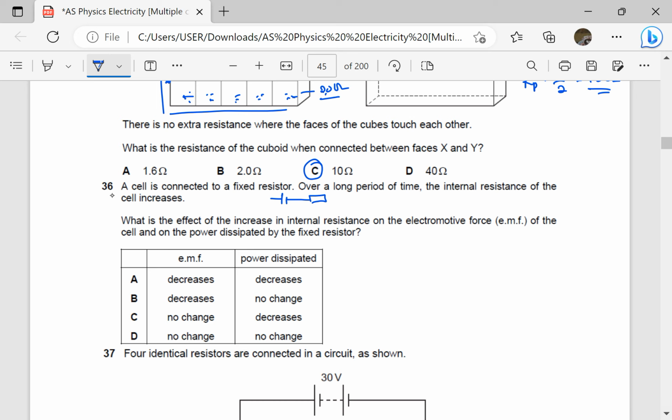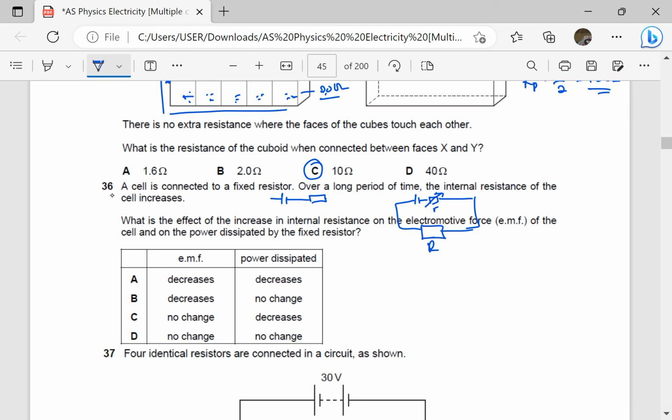Over a long period of time, the internal resistance of the cell increases. So it means the cell has an internal resistance. Let's have a small resistance somewhere here. Let this be the cell and the small internal resistance, and then we have a fixed resistor somewhere here. The internal resistance varies. So that is small r, this is capital R.